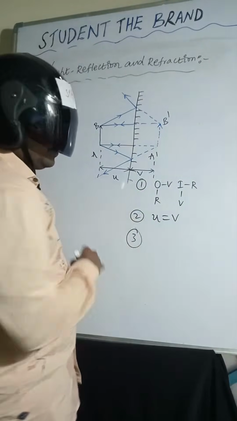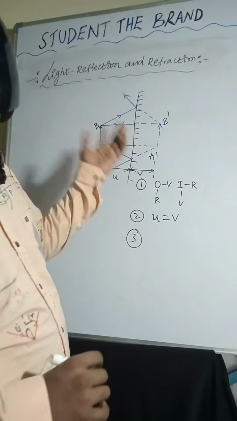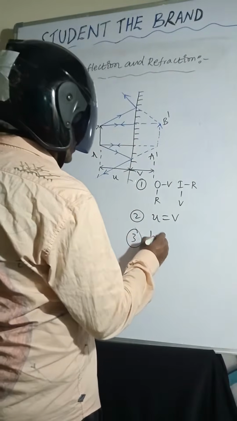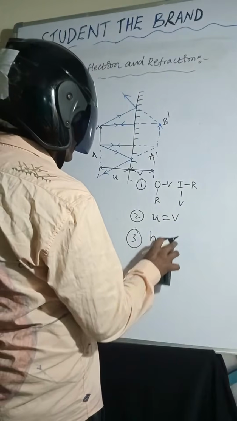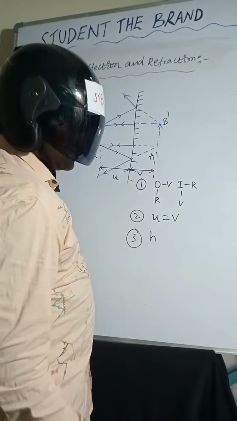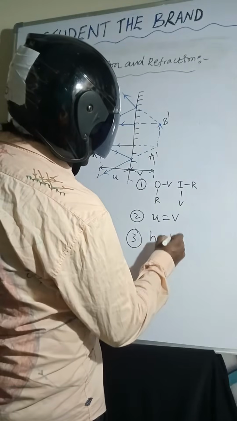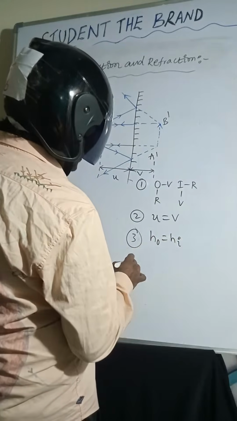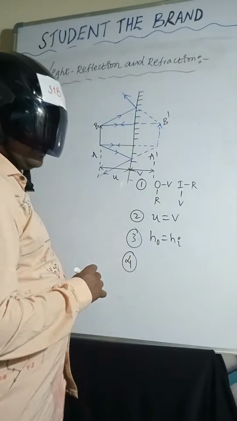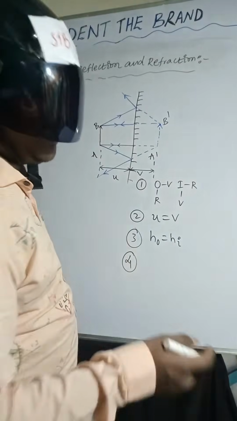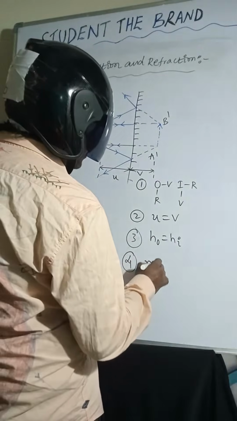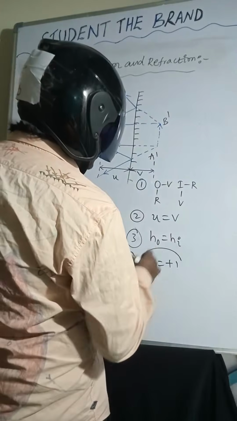Coming to the third one, height of the object is equal to height of the image. Coming to the fourth one, magnification of the plane mirror is +1.